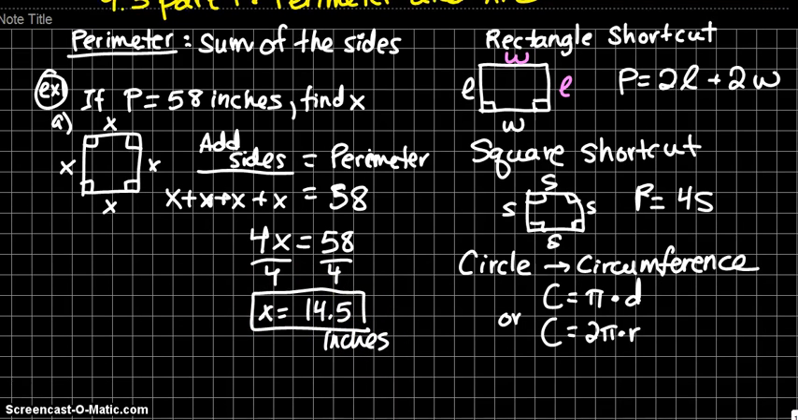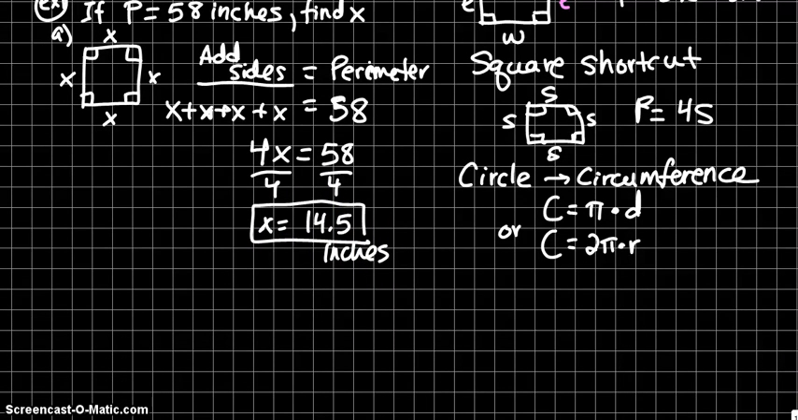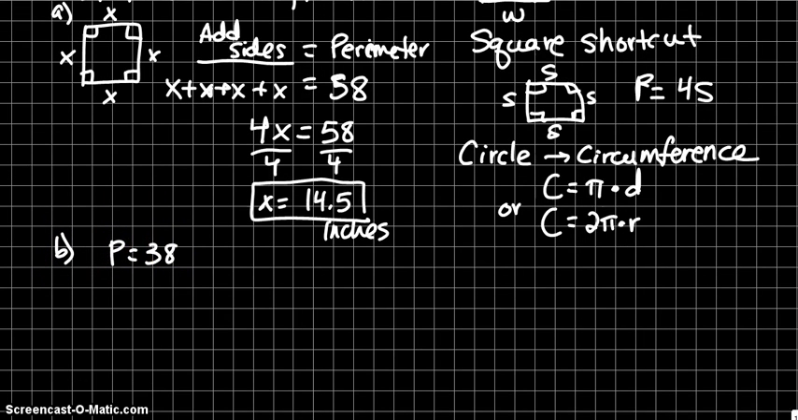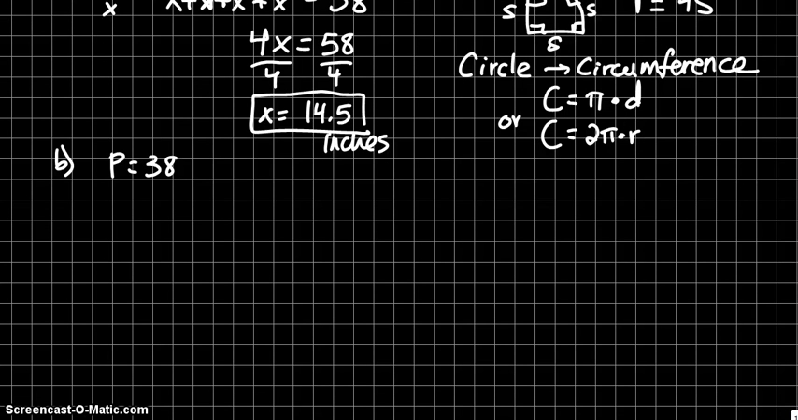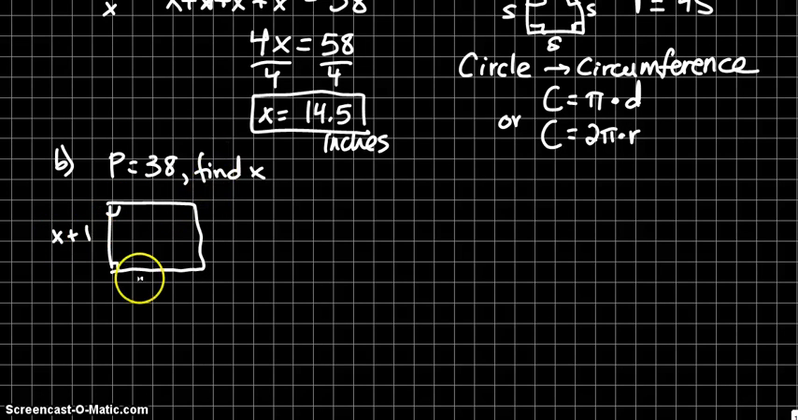Remember, pause at any point, write down questions if you have them. We're going to do another one. This time I know my perimeter is 38 units. Again, we're trying to find x. My figure this time is a rectangle, and I know that this length right here is x plus 1, and I know that this side right here is 2x minus 3. And we are told that this is a rectangle.